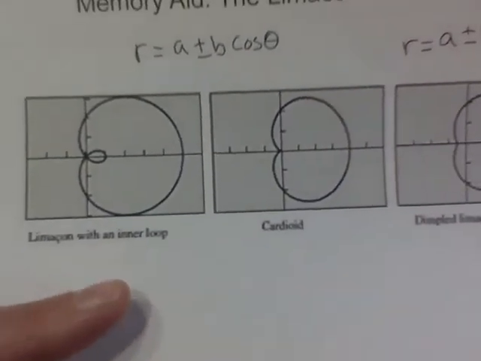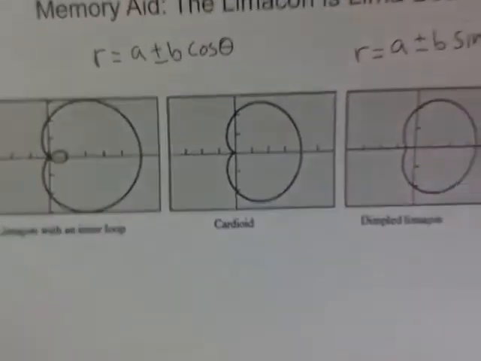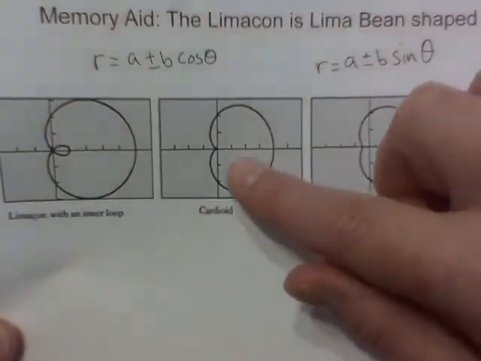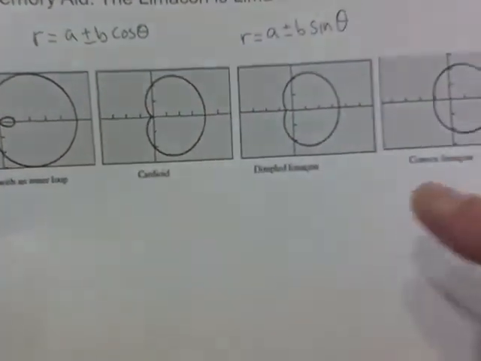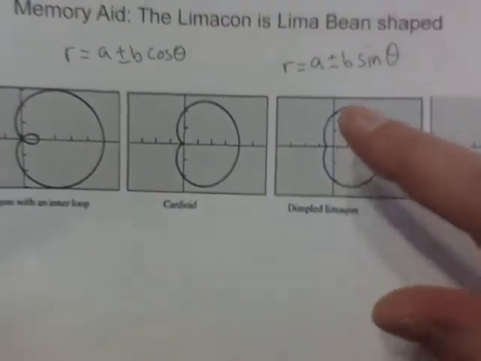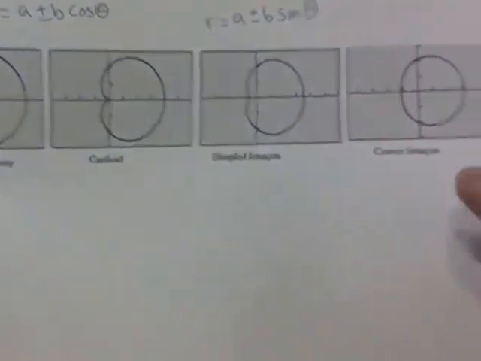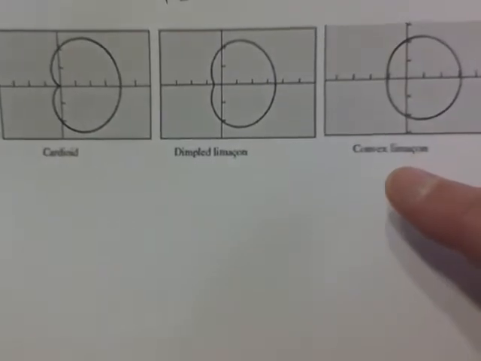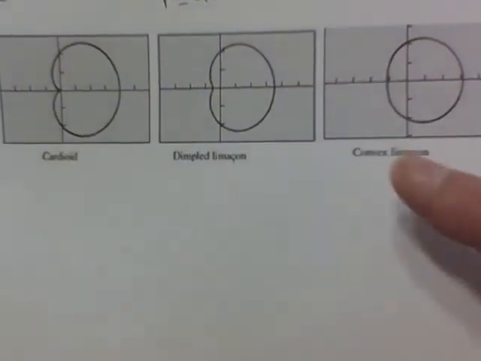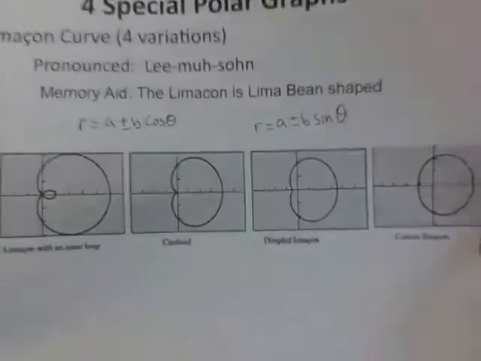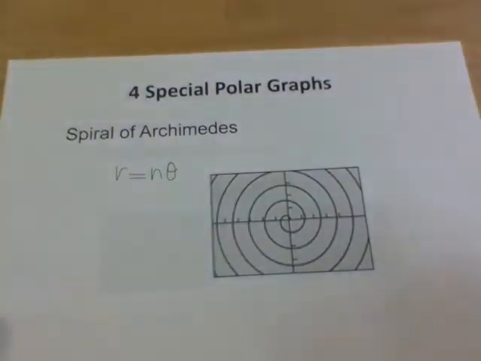Technically, each of these has a little name here. This is the limacon with an inner loop. It's got that circle there. This is a cardioid, like a heart, right? This one is your dimpled limacon because it's not as big as a cardioid. And then over here, we've just got the convex, which is actually more like a circle. So those are the pieces of a limacon.